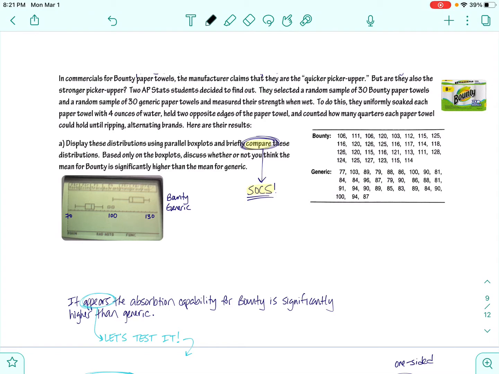We are in section 10.2. I'm actually towards the end of the packet. I'm at the bottom of page 9, and we've got this problem about Bounty paper towels. Let me just give you a brief rundown of what's happening here.